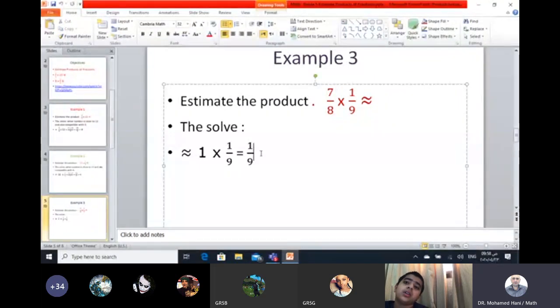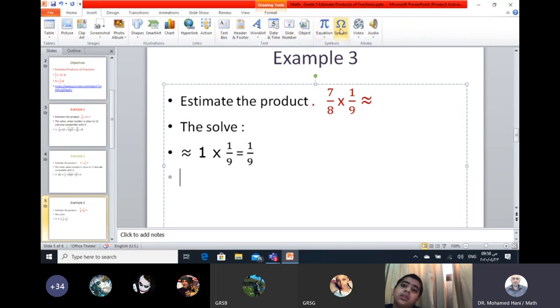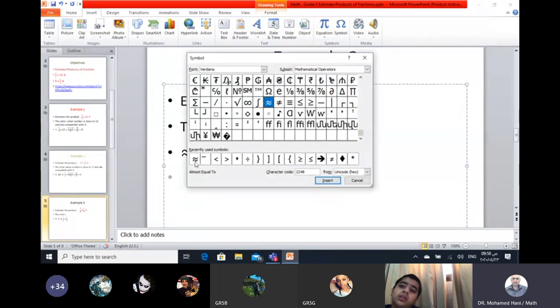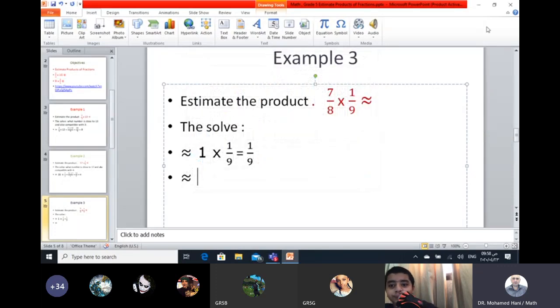Or I can estimate 7 over 8 will be 1 times 1 over 9, estimate 0. So the answer will be 0. So you can estimate with this idea and you can estimate with this idea, no problem. It's up to you.